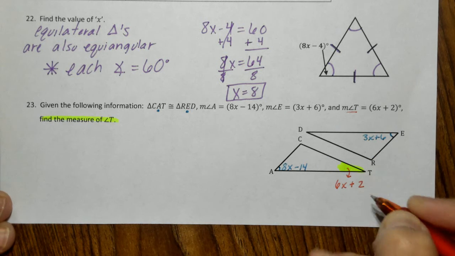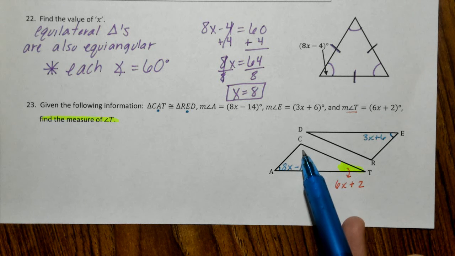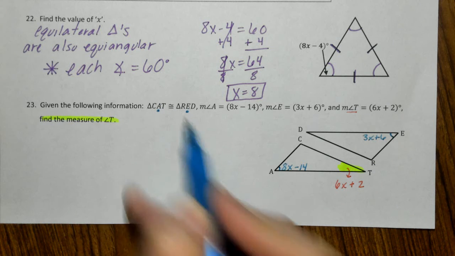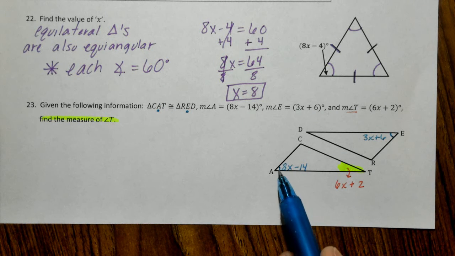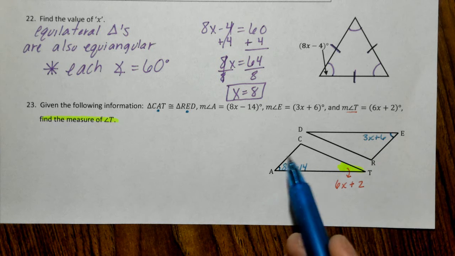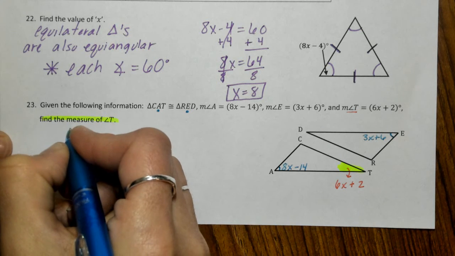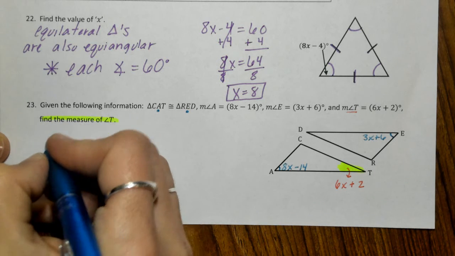2. Now, we cannot use the triangle sum theorem and add all 3 of these to equal 180 because we do not have angle C or angle R. As you can see up here, angle C and R correspond. So we only have 2 of the 3 angles. But what we do have are 2 congruent angles, angle A and angle E. So since they are congruent, we can set them equal to each other and solve for x. And then we can substitute it in to find angle T, the measurement of angle T.